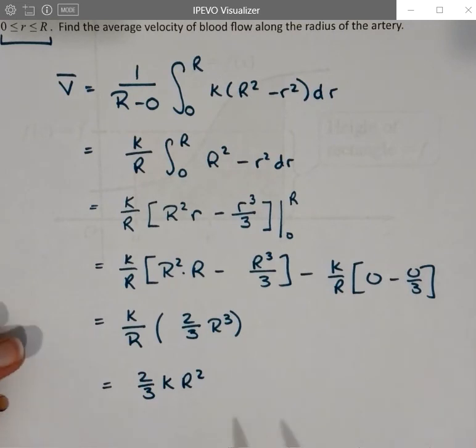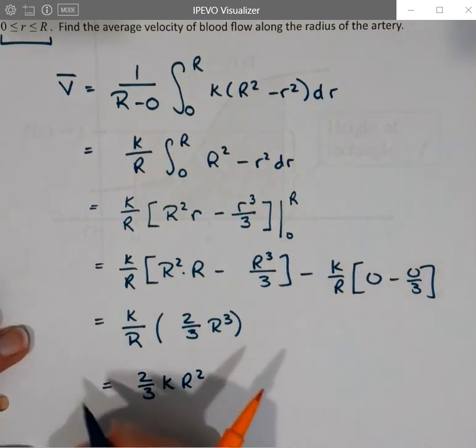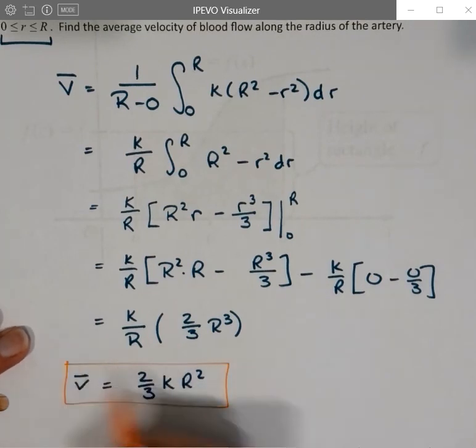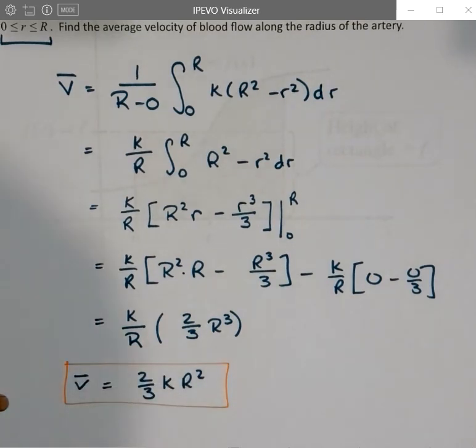So the average velocity is this formula. It's 2/3 times k times R squared. So it's going to be found by knowing the fixed radius of the artery and the constant, which is something to do with how far away you are from the central axis. And that's how you can find the average velocity of that blood flow.